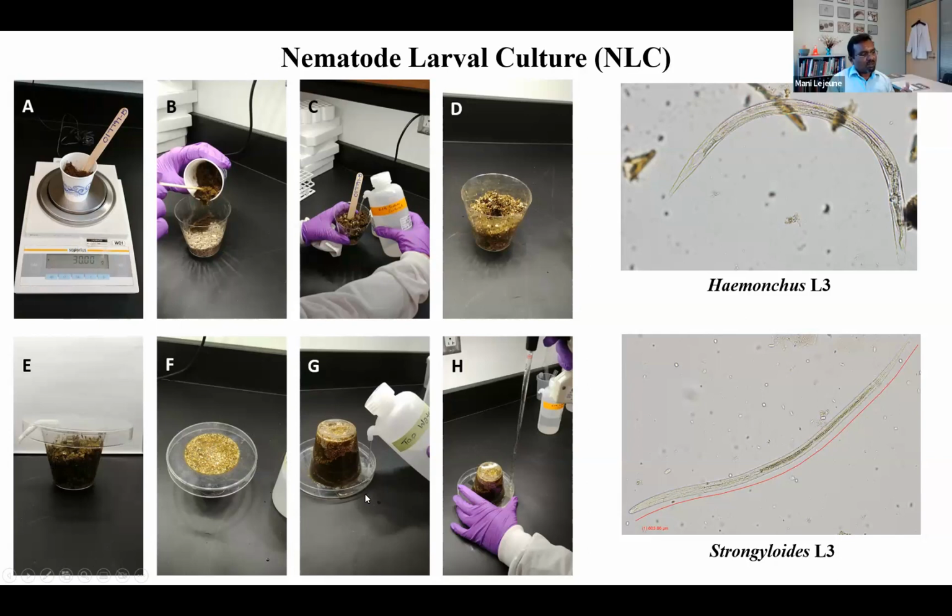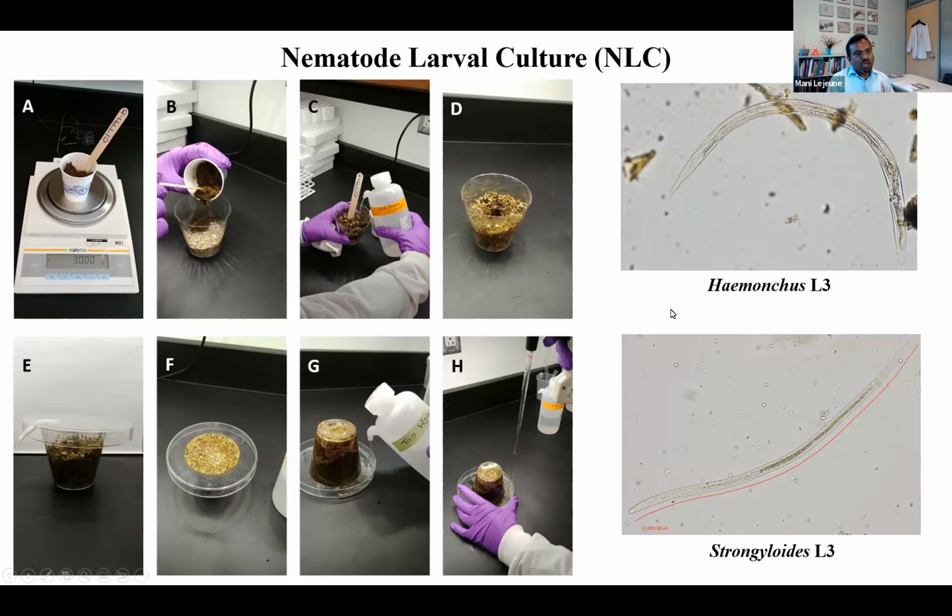What happens is the larvae from the fecal sample, the cultured third stage larvae, would then migrate into the water that is here in the petri dish. And we collect this water, centrifuge, and sediment those larvae, look under a microscope, and based on the morphology, we are able to find whether it is Haemonchus or Strongyloides or any other thing. And that's how we do this diagnosis.